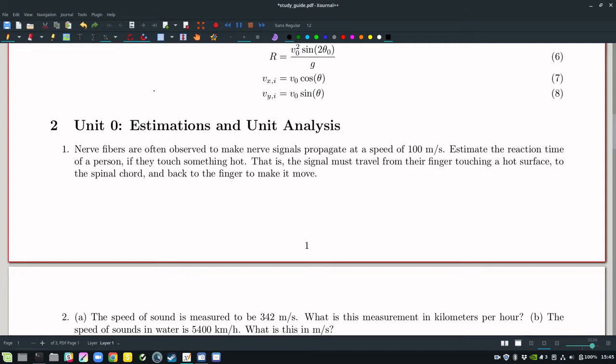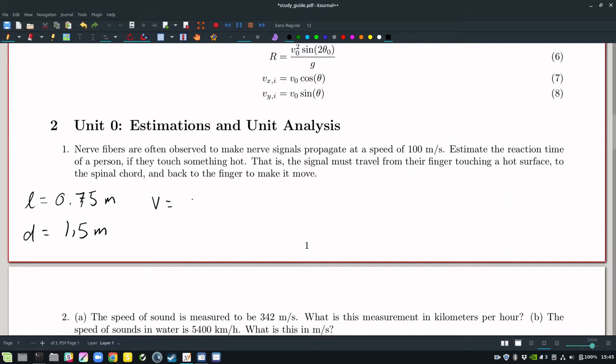Nerve fibers are often observed to make signals propagate at a speed of 100 meters per second. Estimate the reaction time of a person if they touch something hot. That is, the signal must travel from their finger touching a hot surface to the spinal cord and back to the finger to make it move. So I estimate the length of someone's arm, from the fingertip to the spinal cord, to be about 3/4 of a meter. Now twice that distance will be the round trip distance, or 1.5 meters.